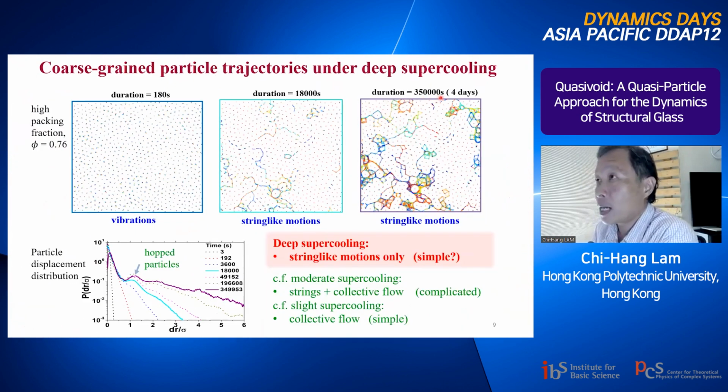At even longer time, there are more string-like motions, but some particles still have not moved. So these results are for very deep supercooling at high density. So we observe that it is mostly string-like motion. And we believe it is a simpler system compared to moderate supercooling, when you have both string-like motion and also some liquid-like collective flow behavior.